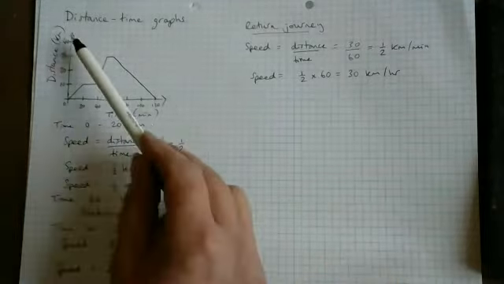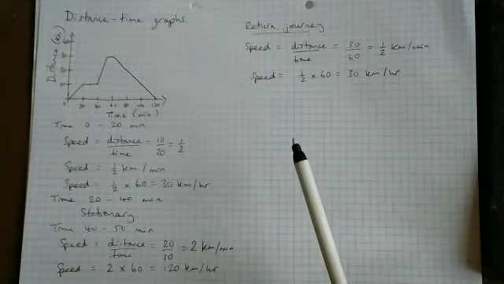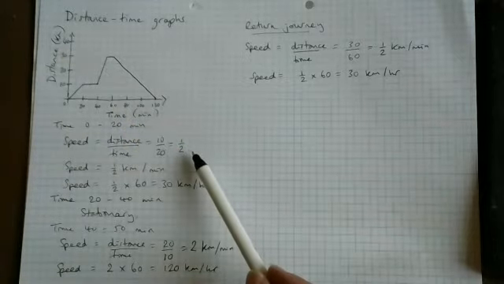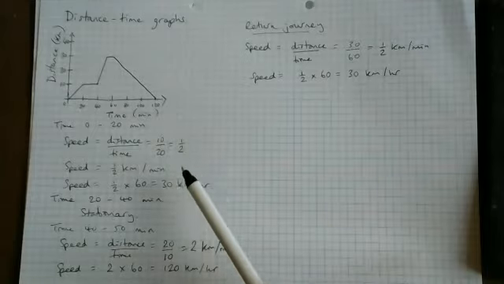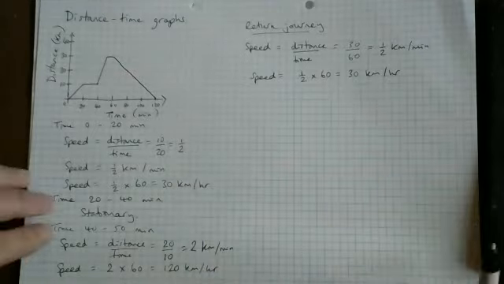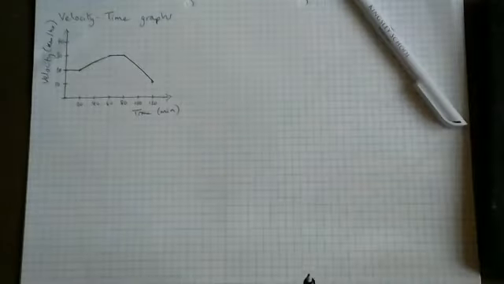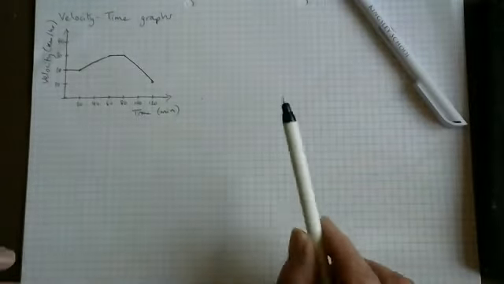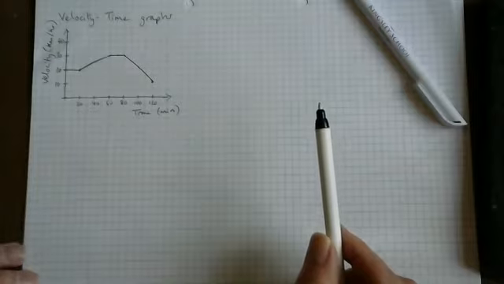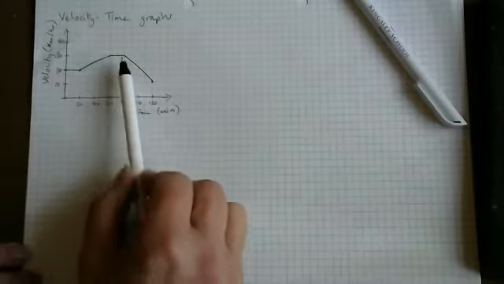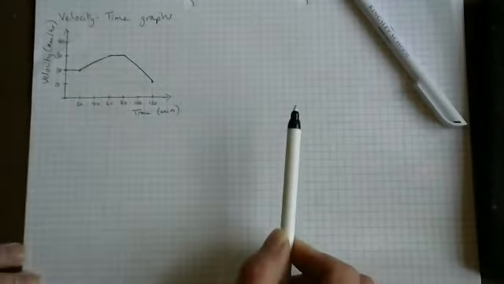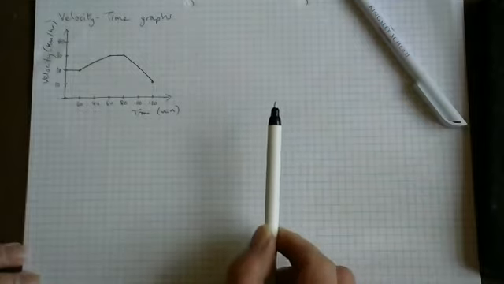This is in minutes and kilometers. So when working out the speed, we'll get kilometers per minute. We'll probably need to convert that to kilometers per hour. Velocity time graphs are slightly different. The flat bits on the velocity time graphs do not indicate stationary.